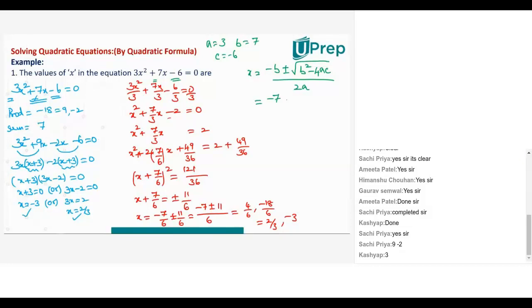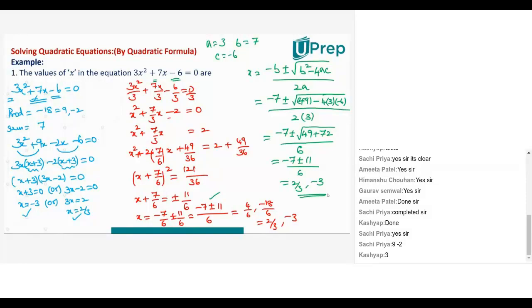Minus b, that means minus 7, plus or minus root of b square, that is 7 whole square, sorry, it is 49, minus 4 into a, that is 3, into c, that is minus 6, whole divided by 2 into a, that is 3. Now once I have substituted, it's purely numerical simplification. This is minus 7 plus or minus square root of 49 plus 4 into 3, 12, 12 into 6, 72, whole divided by 6. Now this is minus 7 plus or minus root of 49 plus 72, which is 121. Root of 121 is 11, by 6. If you observe, that's the same line which we wrote here. So the values turn out to be 2 by 3 and minus 3. Are we clear on all this?